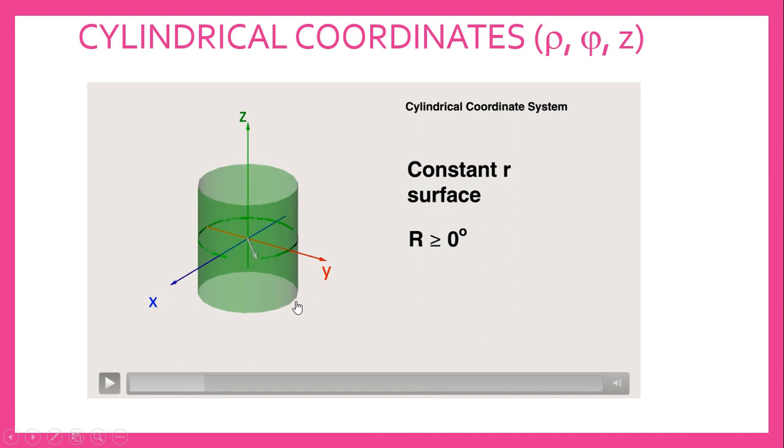For each disc, the radius can vary from 0 to plus infinity. You cannot have a minus infinity radius. You can have up to plus infinity. So the constant rho surface, the outer surface, that is the lateral surface, will have constant rho.